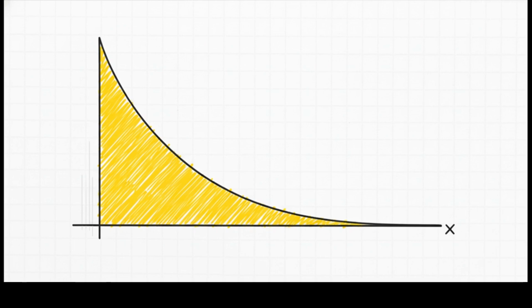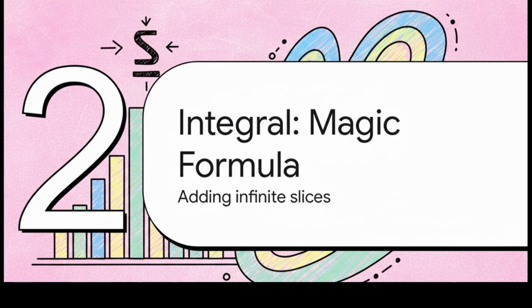How cool is that? This whole idea, this powerful concept of summing up an infinite number of tiny things, it's so important it gets its own special name and its own symbol in math. This is where we finally meet the integral. Think of it as the magic formula that does all of that slicing and adding for us.